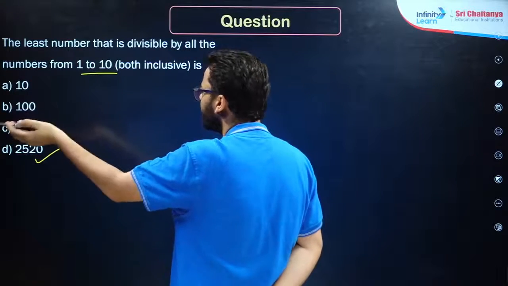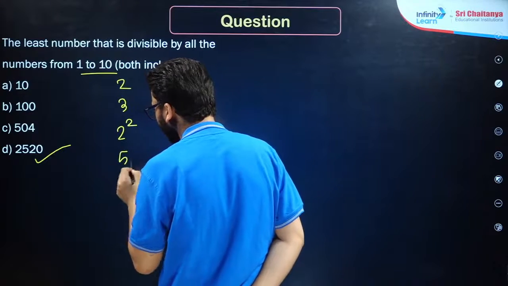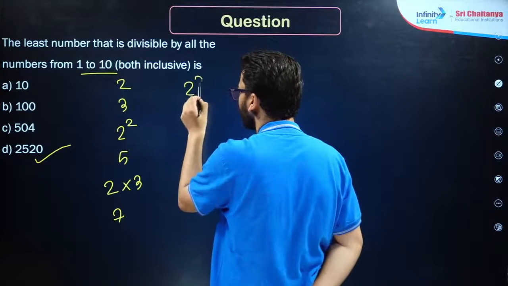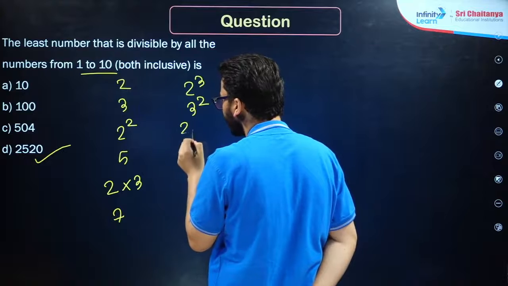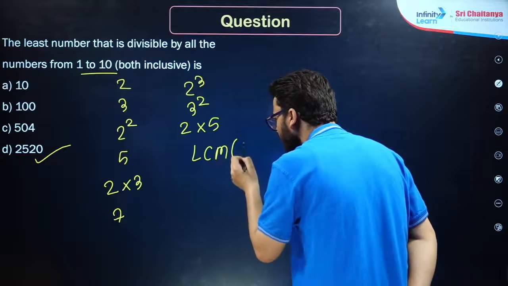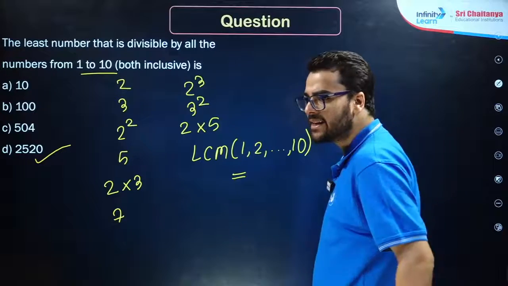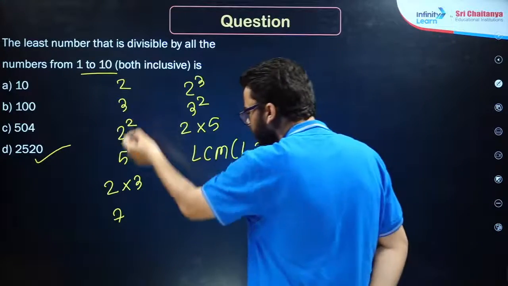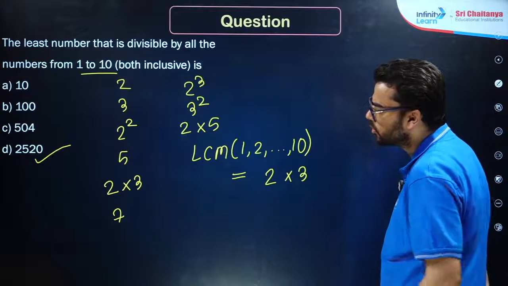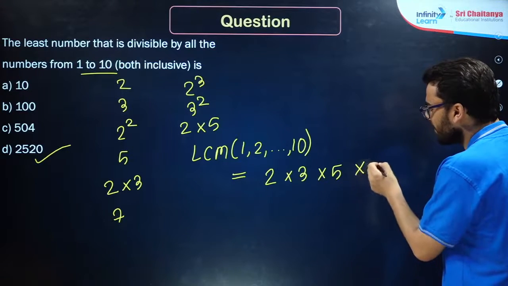So you see, 1 you don't need to write, 2 is 2, 3, 4 is 2 square, 5 is 5, 6 is 2 into 3, 7 is 7, 8 is 2 cube, 9 is 3 square, 10 is 2 into 5. Correct? Now if I will find the LCM from 1, 2 up till 10, what is the LCM? So first thing is it is LCM. So you have to take all the prime factors involved. So what are the prime factors? 2, 3, 5, 7.